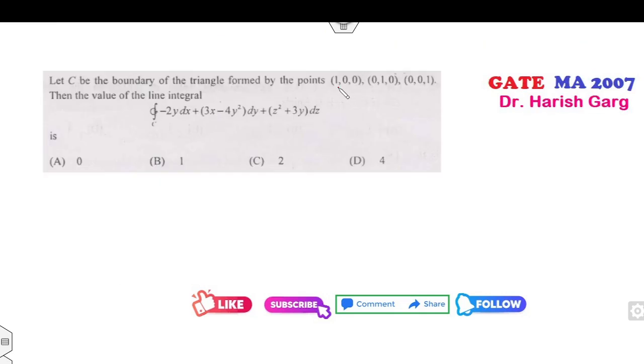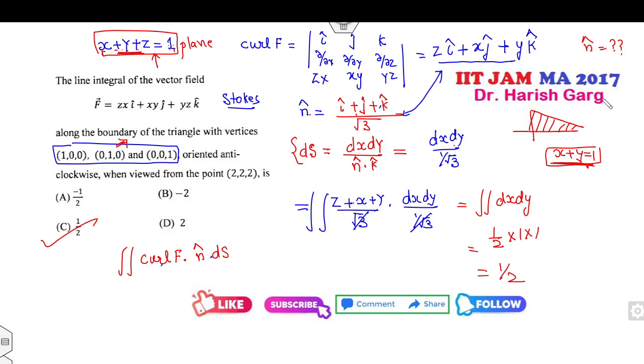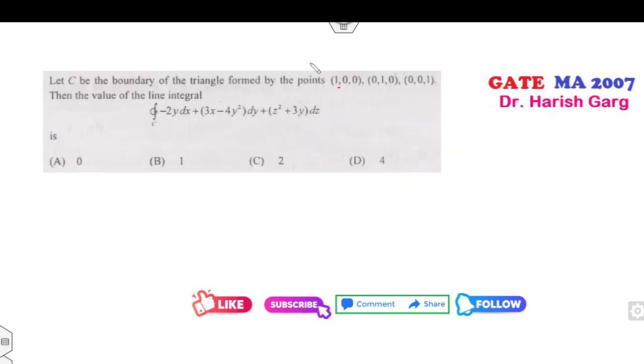Again, this is a similar one. You can see it's GATE 2007 and it's IIT JAM 2017. That's why it's very important to solve the PYQ questions. Firstly, x plus y plus z is 1. Fine. Again, I can apply the Stokes theorem.